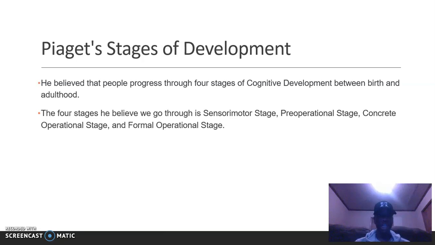Piaget's stages of development. He believed that people progress through 4 stages of cognitive development between birth and adulthood. The 4 stages he believed we go through are the sensorimotor stage, pre-operational stage, concrete operational stage, and formal operational stage.